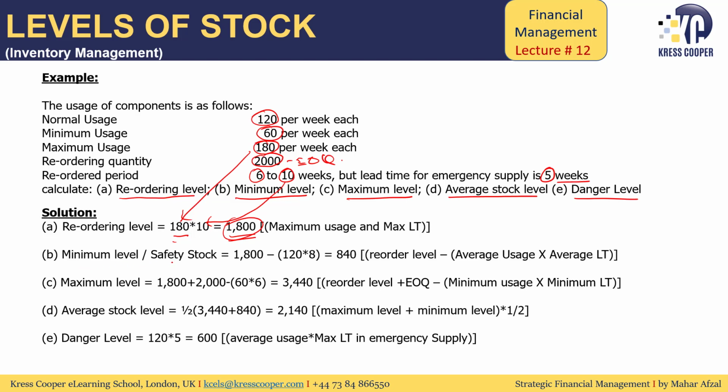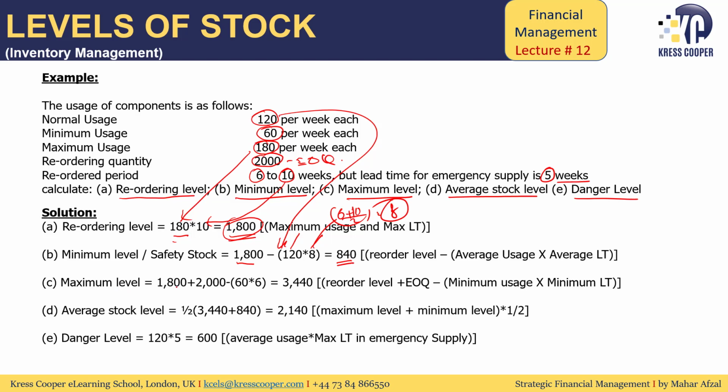Minimum level or safety level of the stock is equal to reorder level minus average usage into average lead time. This is my average usage, normal usage. This is my average lead time. Average lead time is 6 plus 10 divided by 2, which is equal to 8, which is minimum plus maximum divided by 2. This is average lead time, 840. This 840 is the minimum level of stock.